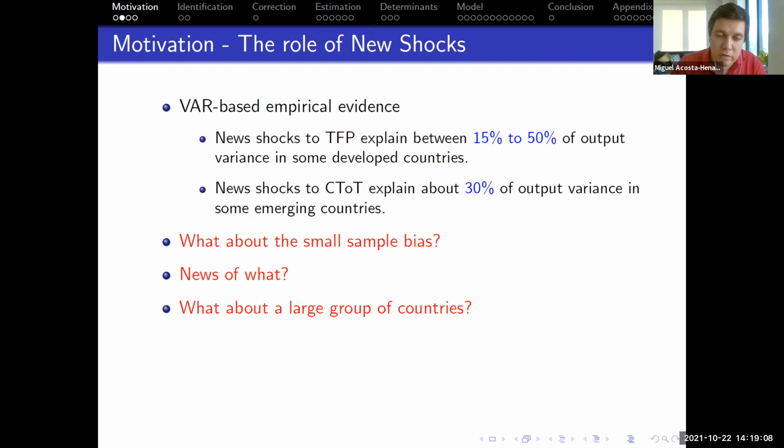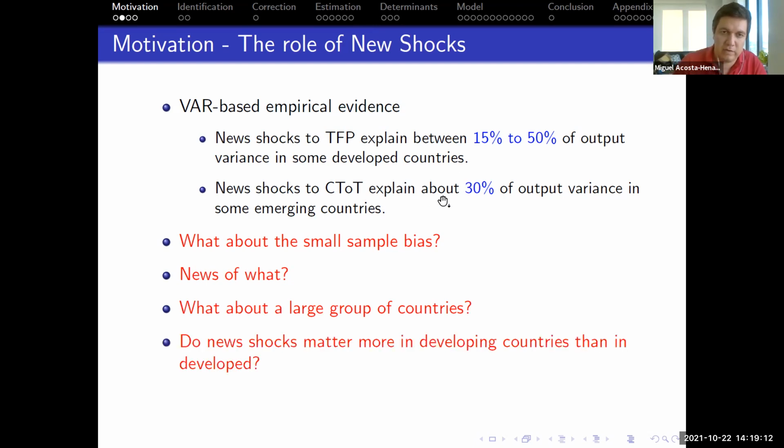What if we have many countries instead of the 5 or 6 that are usually the countries that have been studied in the literature? And do these news shocks have different roles in explaining the business cycle in developing countries as opposed to developed ones? If so, which ones and why does this happen?